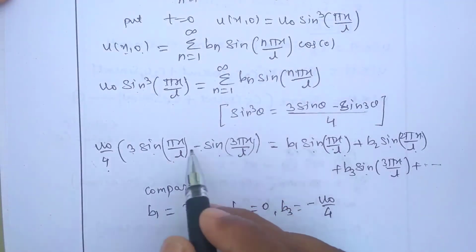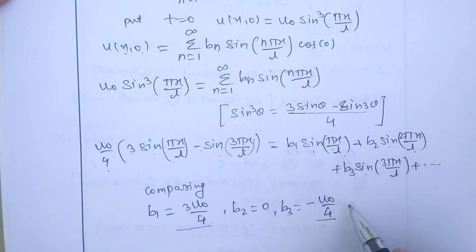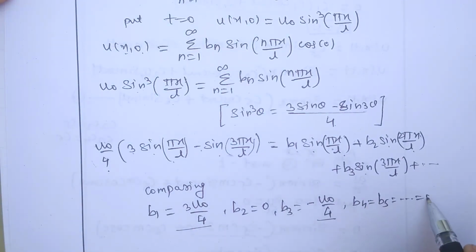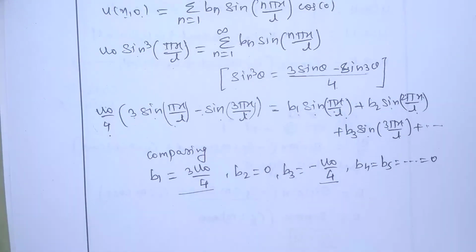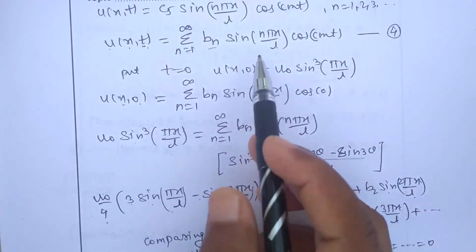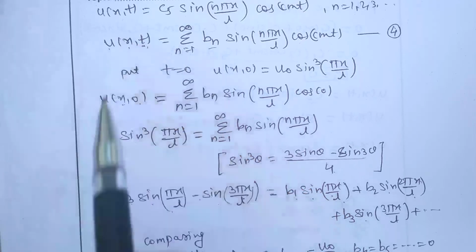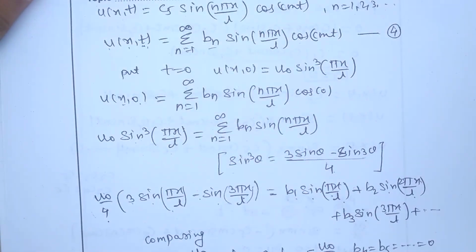Now, only two terms are there in the left hand side, so only two constants are non-zero. Remaining all constants are 0. So you will get the values of b1, b2, b3, b4 like that. Okay, so put these values in the last updated equation, that means equation number 4, by putting n equal to 1, 2, 3 like that. So you will get u of x comma t.